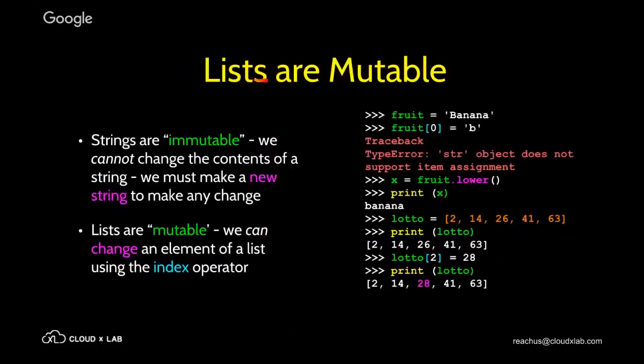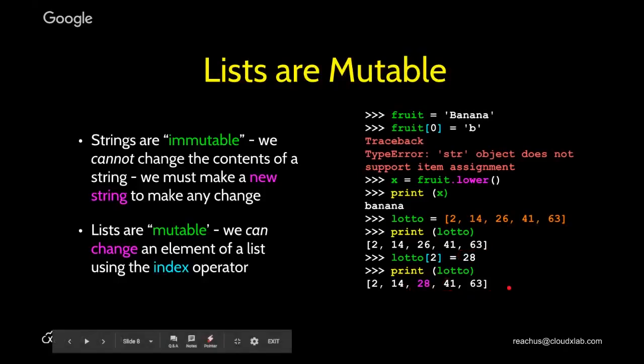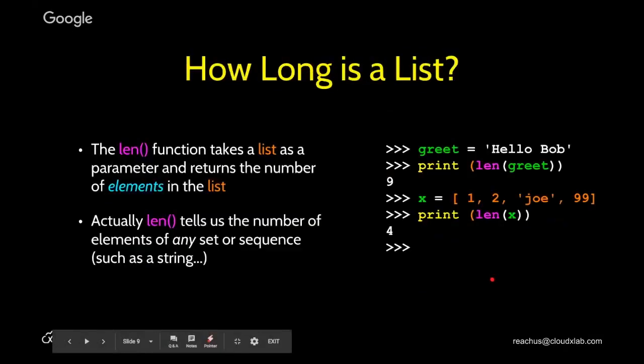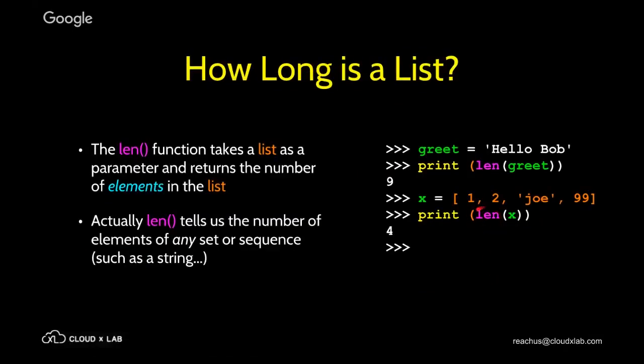All right, lists are mutable, meaning we can change a list, while we cannot change a string. If we try to change a character in this string, it'll throw an error, while we can change an element in the list. For example, in lotto, if we want to change the second value, 0, 1, 2, to 28, we can change it. Okay, so lists are mutable. This is what we were talking about earlier. And to find out the length of a string or a list, we can use len, L-E-N.